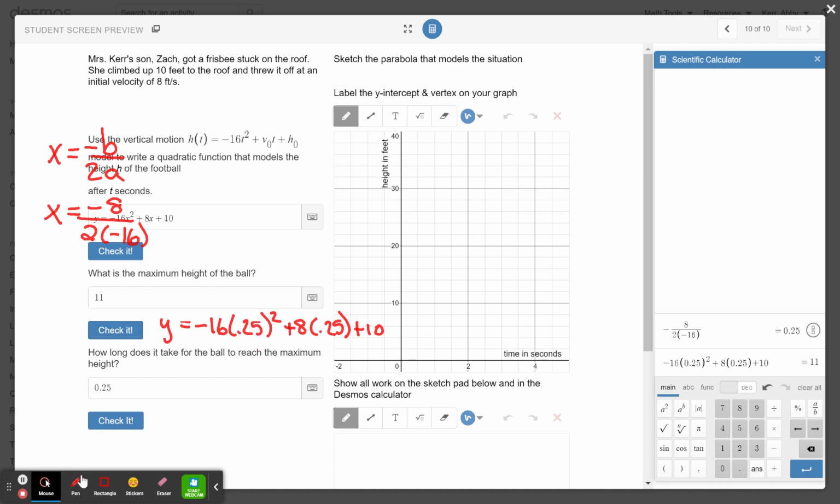So let's draw this out. I start at 10 feet because I'm on the roof. And then after 0.25 seconds, it reaches a max height of 11 and then goes down.